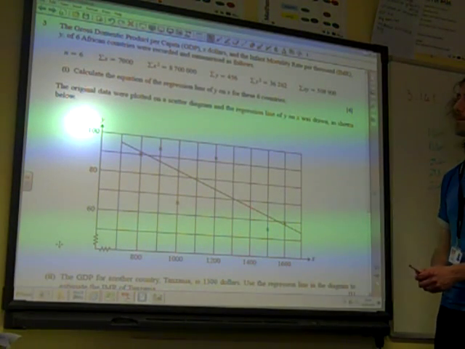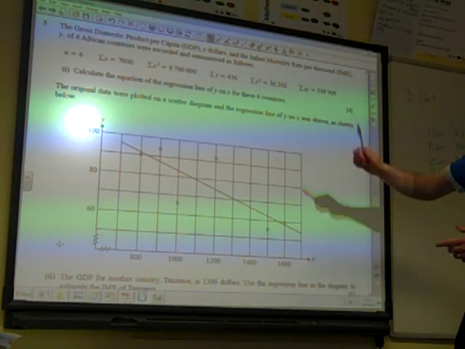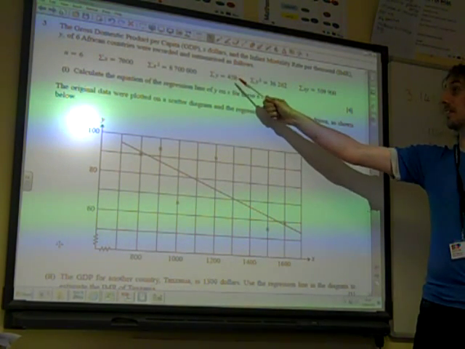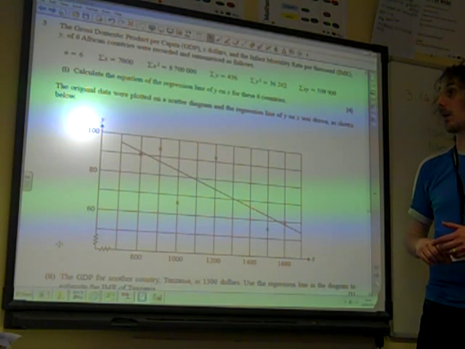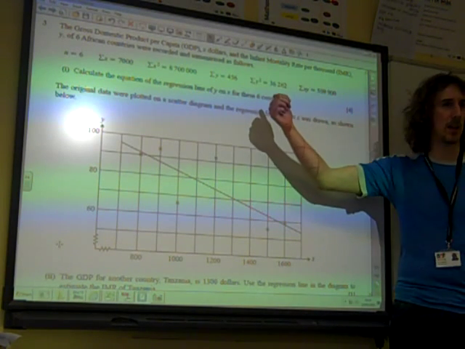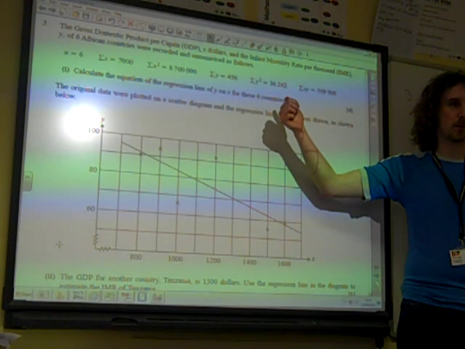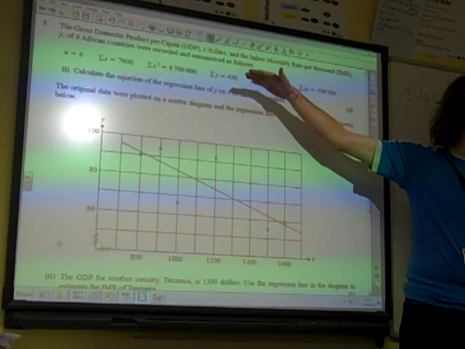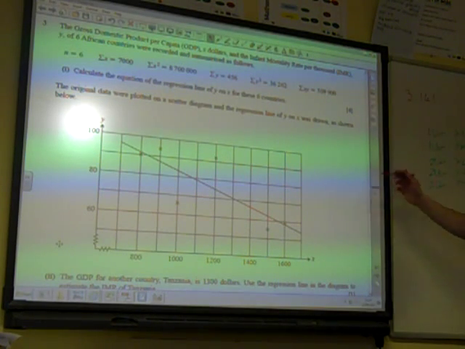The gross domestic product per capita, this is question 3. We've got all this stuff here. They've given us the standard 6 key bits of information. Calculate the equation of the regression line of y on x for these 6 countries. This should be a really super safe 4 marks, because the number of times you get given these 6 bits of information and have to find the regression line is many times.